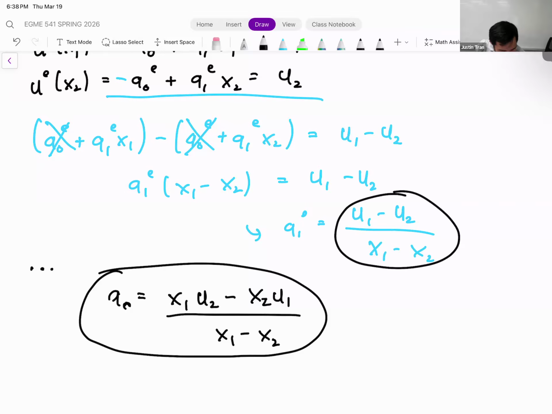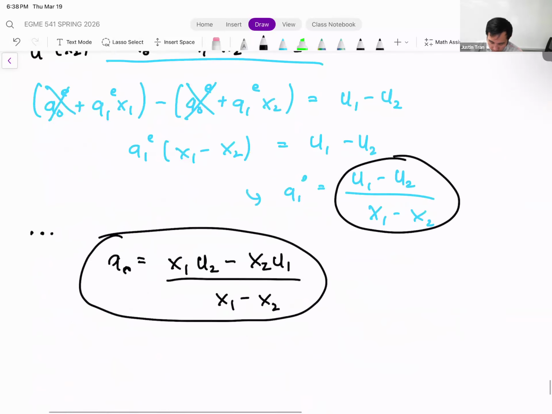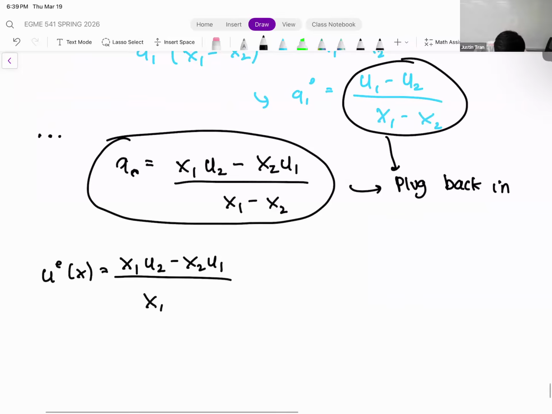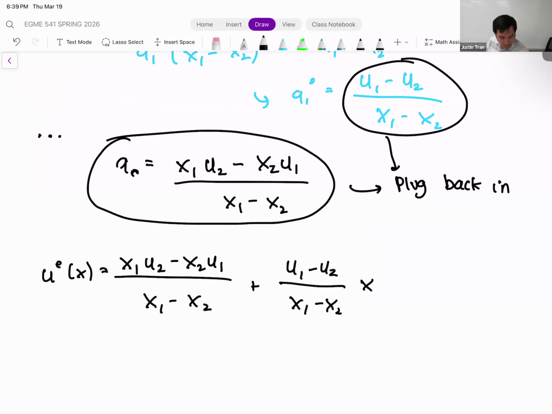Okay, so I am skipping ahead a little bit just because I do want to get to the conclusion of this before we end for the week. Okay, so let's go ahead and plug both of these back into our assumed solution here. Okay. And so we plug back in, we get UE of X is equal to X1 U2 minus X2 U1 divided by X1 minus X2 plus U1 minus U2 divided by X1 minus X2, okay, multiplied by X. All right, and so that is our very first finite element solution for a given element here.